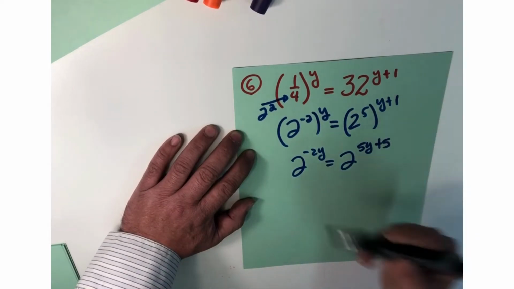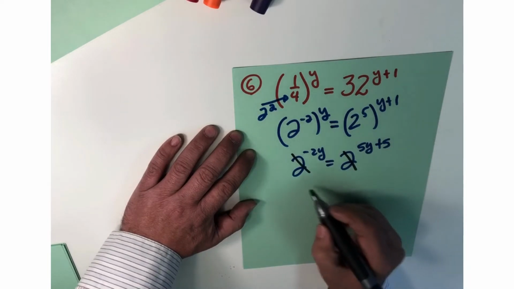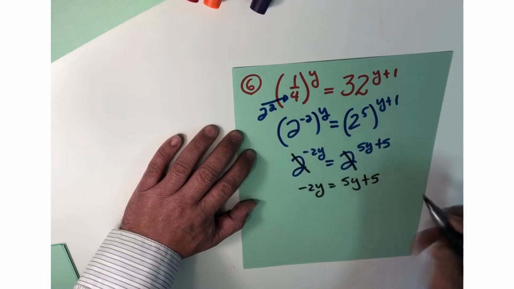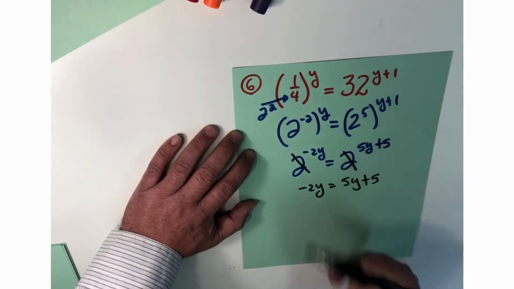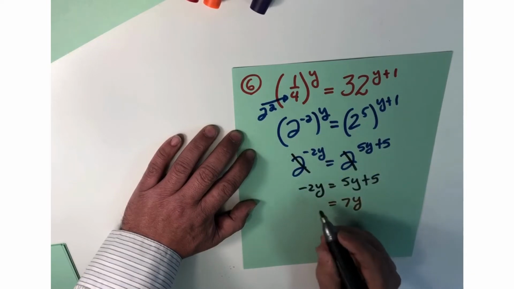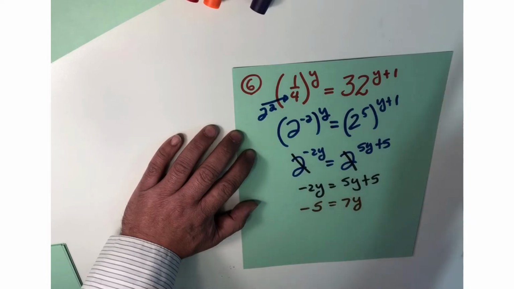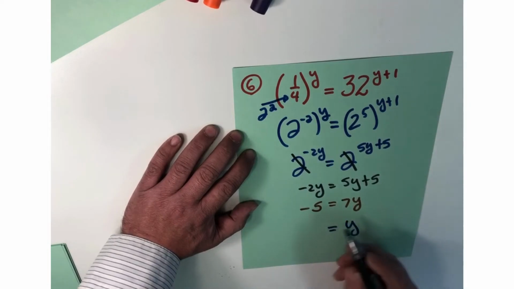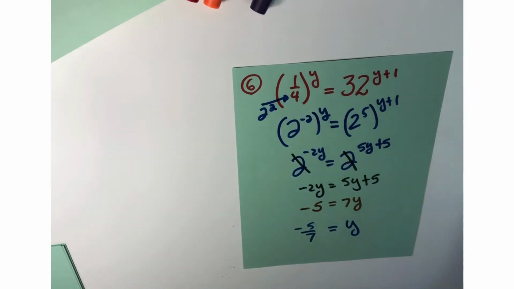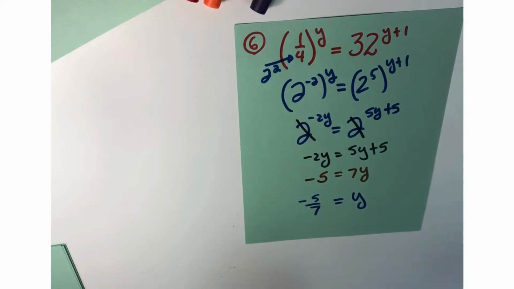Well, look at here. I have my common bases, and now I can solve for y. In other words, negative 2y is equal to 5y plus 5. To which, when I add the 2y, I will end up with 7y. When I move the 5 over to the other side, I will get negative 5. And finally, when I solve for y by dividing by 7, I get negative 5 over 7 is equal to y. That's number 6. Okay?